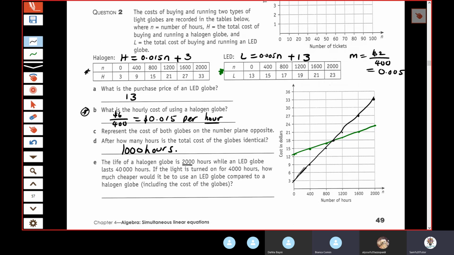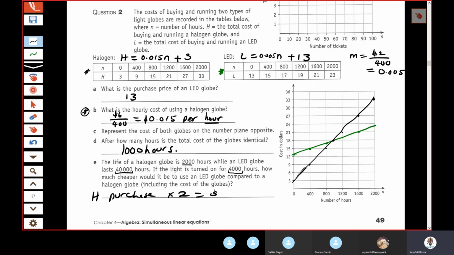While an LED globe can last 40,000 hours. If the light is turned on for 4,000 hours, how much cheaper would it be to use an LED globe compared to a halogen globe, including the cost of the globes? Okay, well, if you wanted to use something for 4,000 hours, with the halogen globe, you would have to purchase it twice. Do we understand that? So halogen, purchase, times 2. So 2,000 plus 2,000 is 4,000 hours.